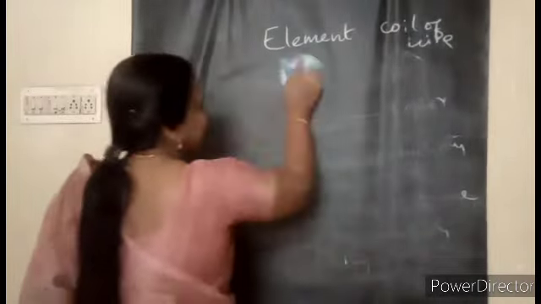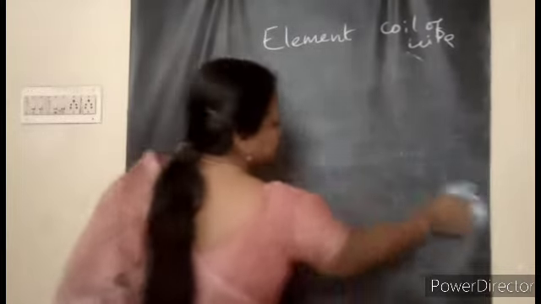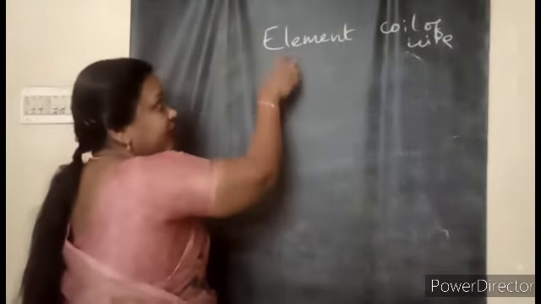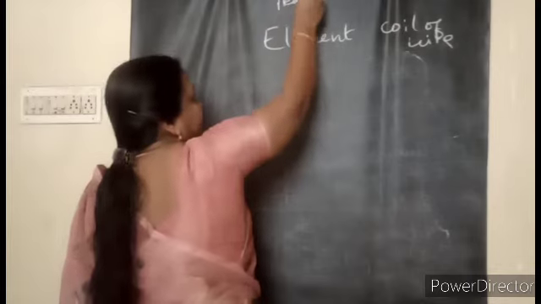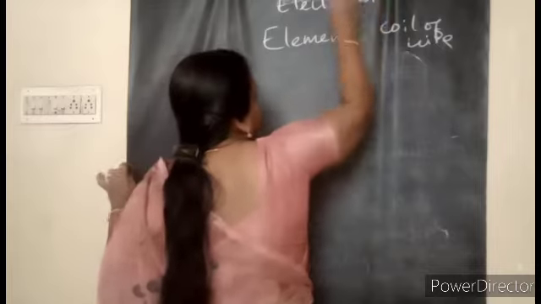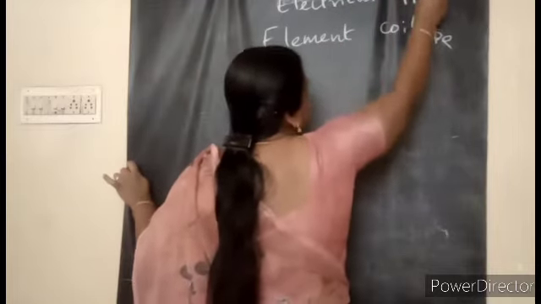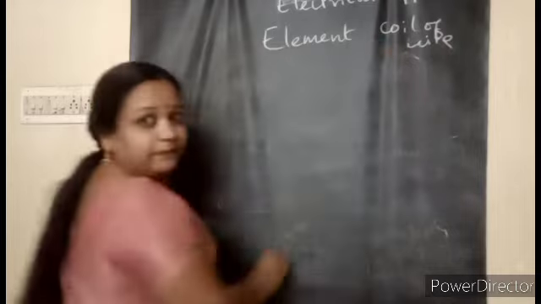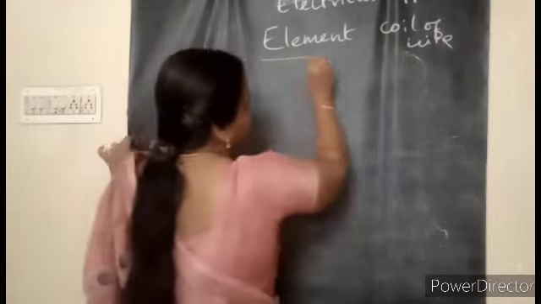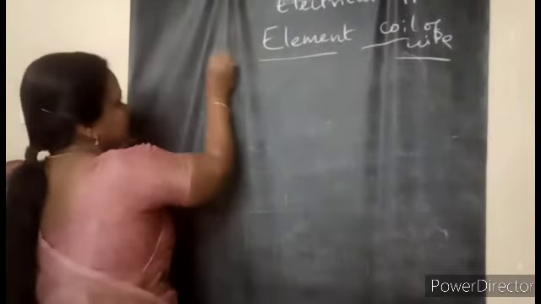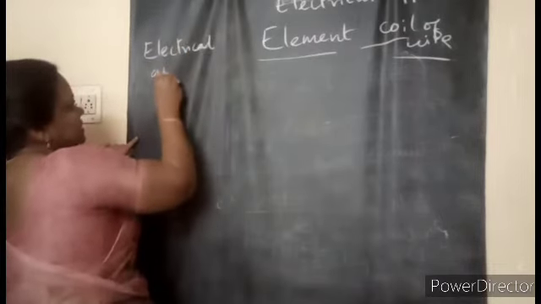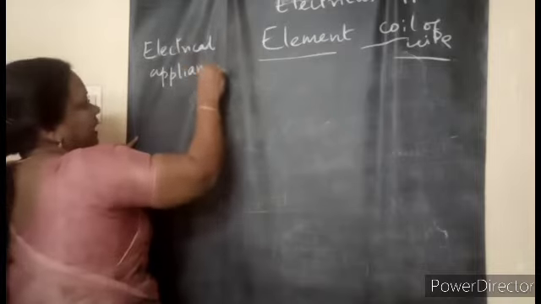So we are talking about the element. Element here is not the element which you are going to learn in chemistry. This is the element in physics, that this element will be found in the heating appliances, the electrical appliances in which they are working under the heating effect of electric current. Here only I'll write so that you can see, electrical appliances, example is hot plate.